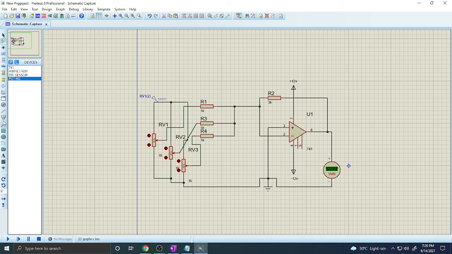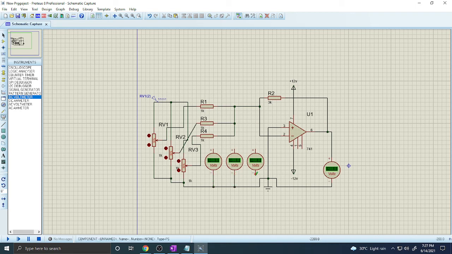Okay, next we connect 3 voltmeters separately, number 1, number 2, and number 3, for showing 3 different input voltages. This is number 1 connection, this is number 2 connection from here, and this is number 3 connection from here. That is pin number 2 of the potentiometer, or the middle pin of the potentiometer.